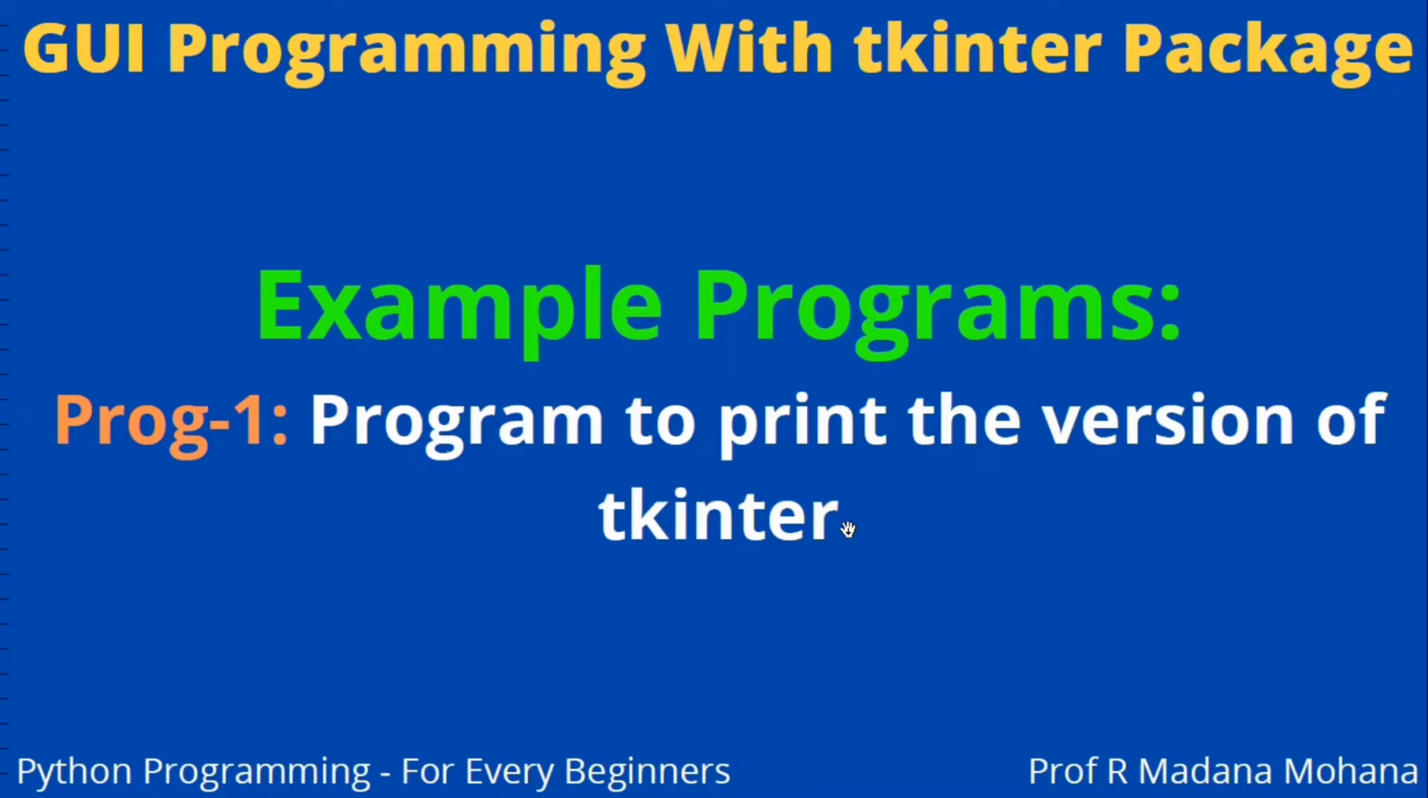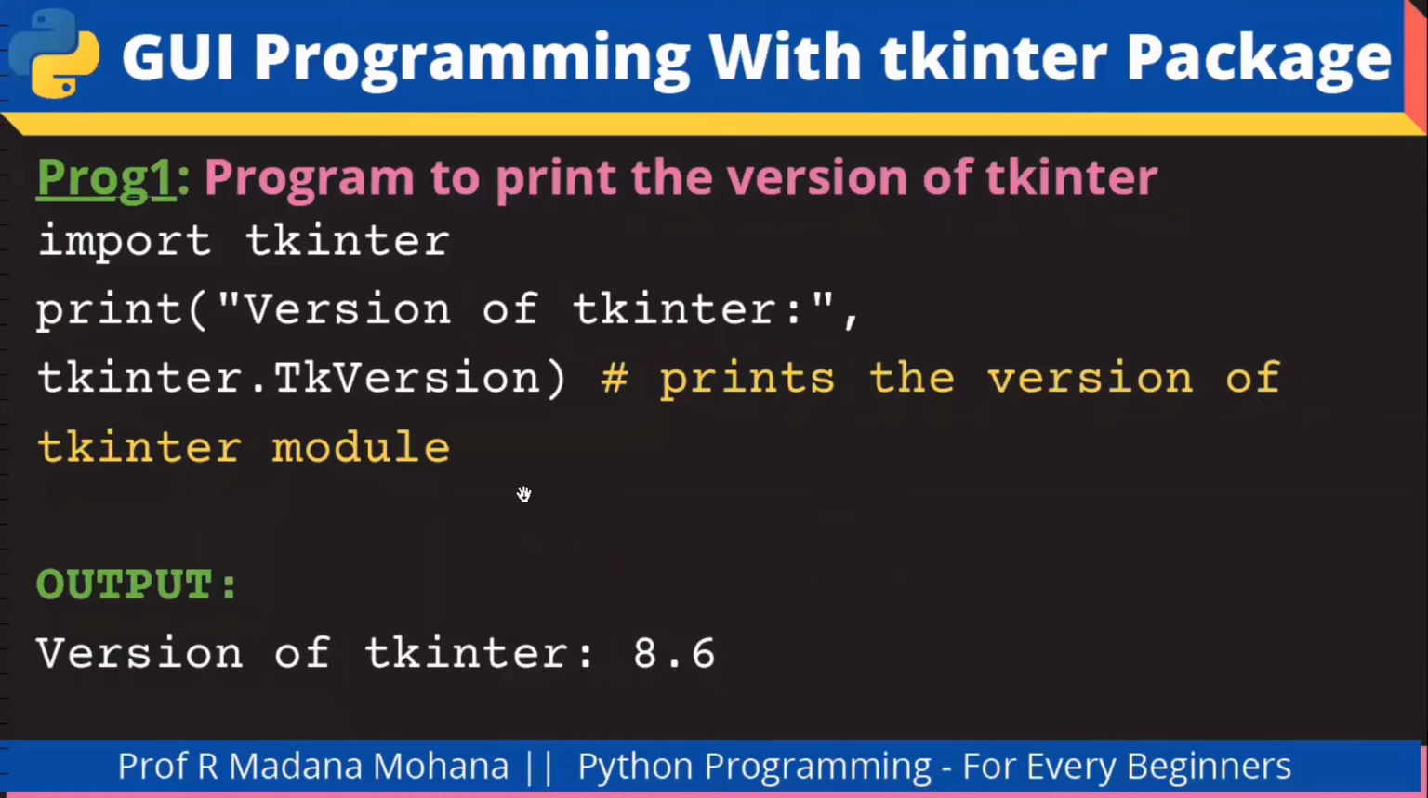The first example program is a program to print the version of tkinter. You want to see which version of the tkinter package is available in the current Python software you are using. The program is simple. First, you have to import the package tkinter using the statement import tkinter. Then you have to print the version of tkinter. In the print statement, you can describe within a string like version of tkinter.